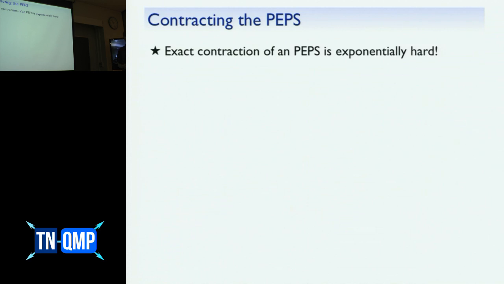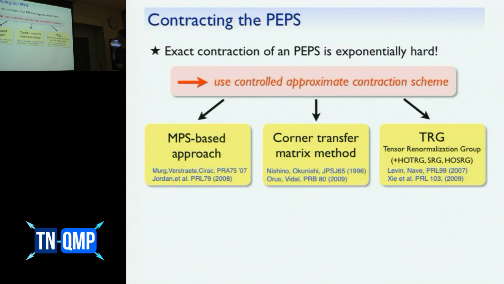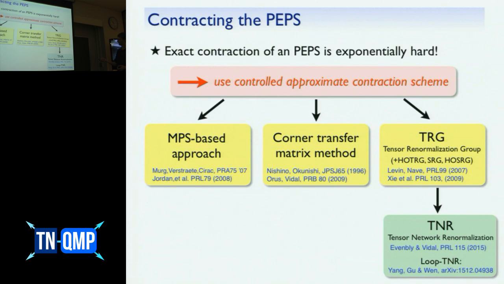But the good news is really that there exist several ways to contract this network in a controlled approximate way. Right? So there are approximate methods, but which are controlled, which allow you to contract a PEPS. Now there are different schemes. There's a scheme based on an MPS approach. There's the corner transfer matrix method. There are several methods under this family here, TRG, so tensor renormalization group, which also includes higher order TRG, SRG, and higher order SRG, and I think we'll hear a lot about this in Tao Xiang's lecture later. And then from here, there were also more recent developments, some extensions of this idea called TNR, tensor network renormalization.